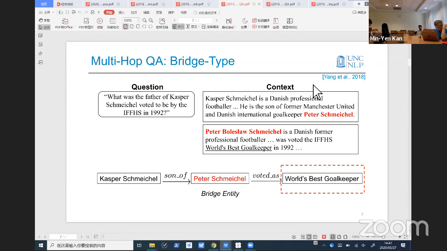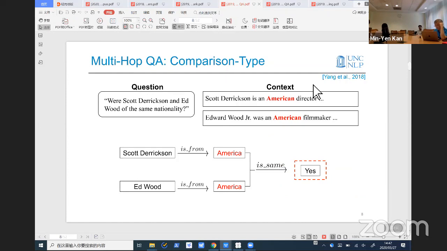This is one kind of reasoning type. The second very common one is comparison, like this question. These two contexts actually refer to two different persons. They both come from America, and the question is, are these two persons from the same country? So in this case, you also need to combine different pieces of information and do the reasoning.